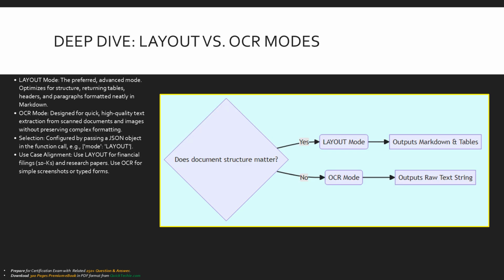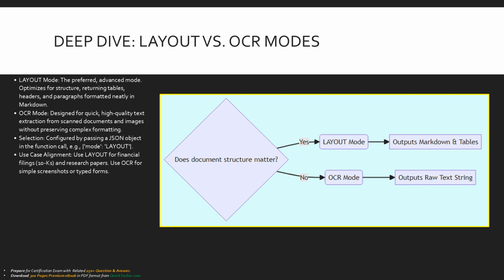Let's deep dive into the two processing modes. When you invoke this function, you must choose between layout mode and OCR mode. Layout mode is your powerhouse. It uses advanced visual language models to understand the document's structure. If there is a table in your PDF, it outputs that table perfectly formatted in Markdown. It understands headers and logical reading order, even in multi-column research papers.